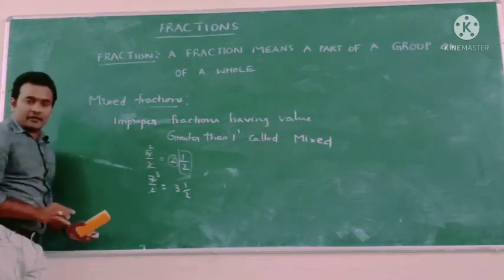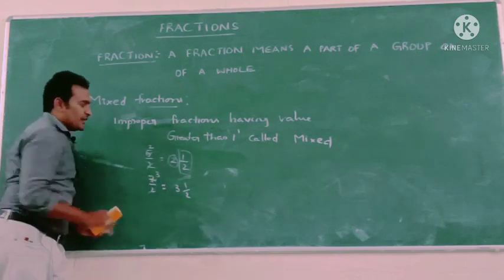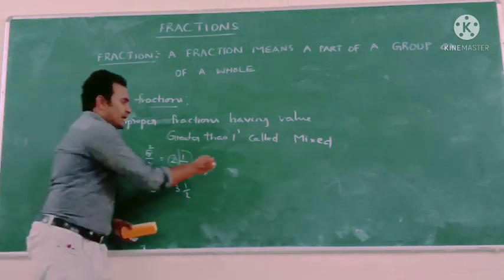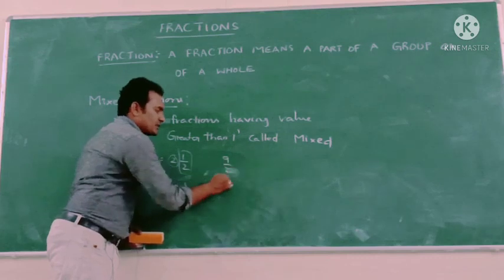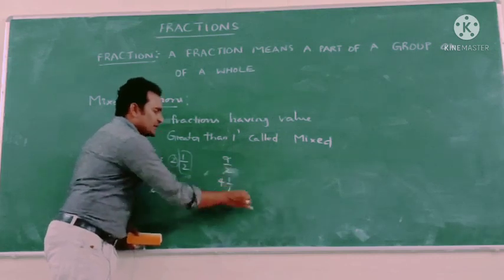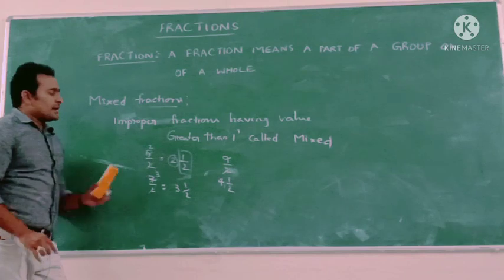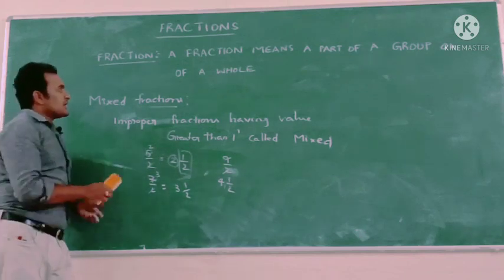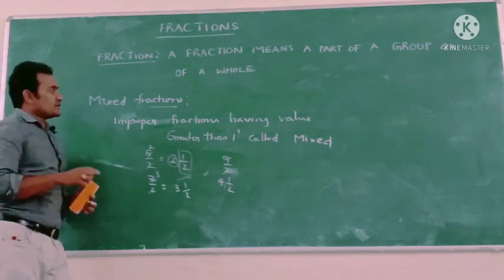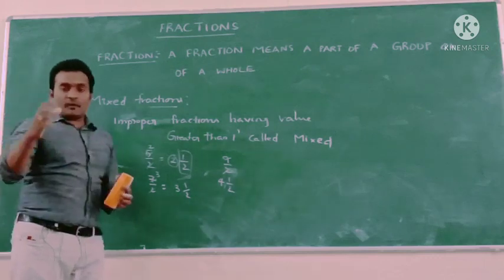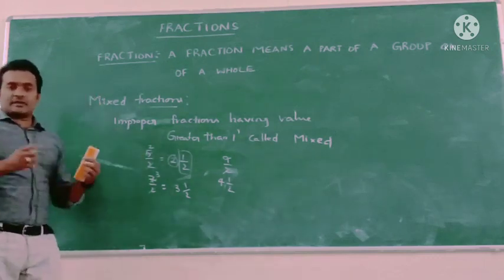We have a remainder 1. Then it is 3 1 by 2. In the same way, suppose 9 by 2, that is 4 1 by 2. Those are called mixed fractions. These are the three types of fractions. What are the three types? Proper fractions, improper fractions, mixed fractions.